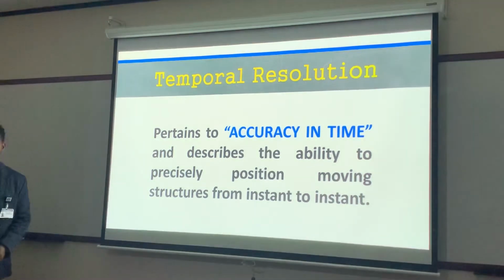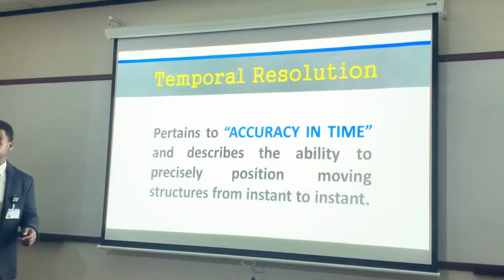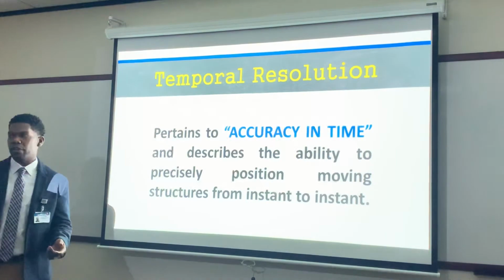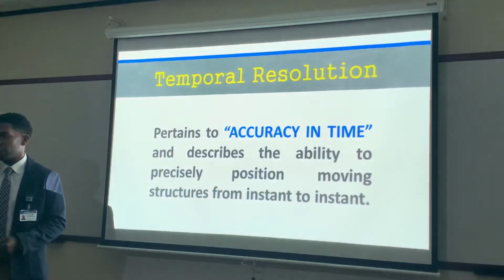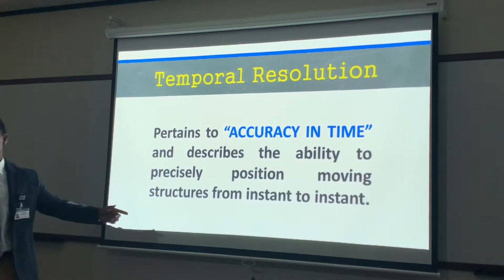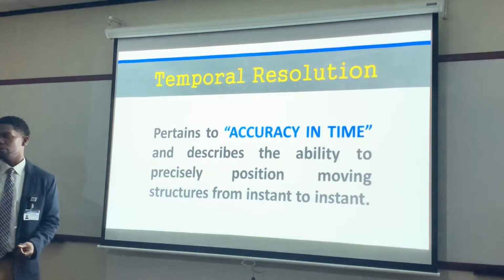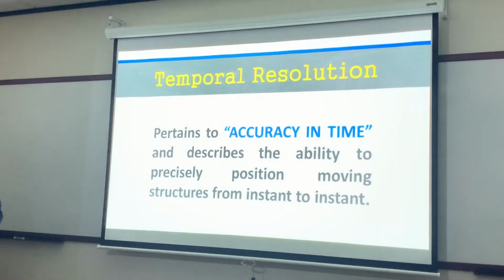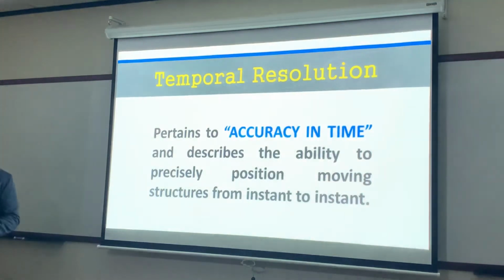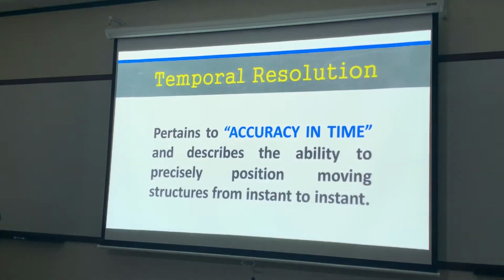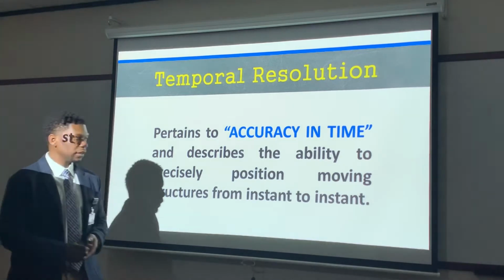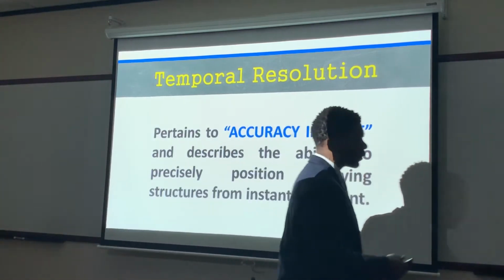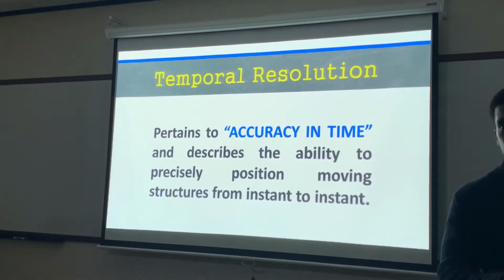If we weren't able to identify these structures accurately, then we wouldn't be able to get accurate fetal heart rates. Our fetal heart rates wouldn't be accurate if the ultrasound system wasn't able to calculate those movements accurately. So that's what we're calculating, right? We're calculating the movement versus the time. That's how we're able to calculate the heart rate itself. So temporal resolution pertains to accuracy in time.